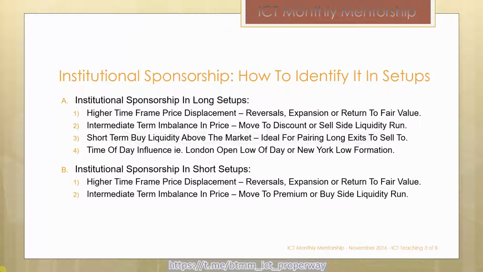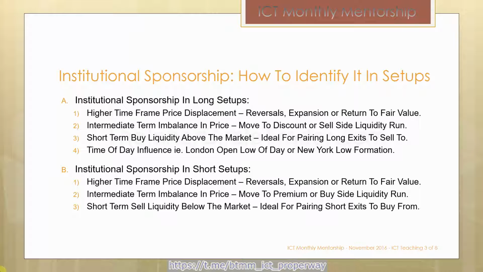And an intermediate term imbalance in price, that's seeing price move to a premium or moving towards the buy side liquidity, making a run on the buy stops. And then short-term sell liquidity below the marketplace. This is going to be ideal for pairing short exits to cover. And obviously, those sell stops, we're going to be buying those from the counterparties in the marketplace. And just like we did with the long setups, we would be looking for time of day influence, i.e. London Open high of day or New York high formation.